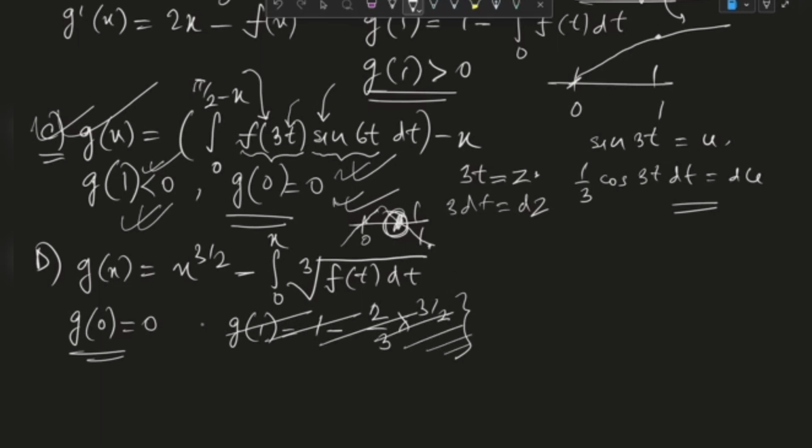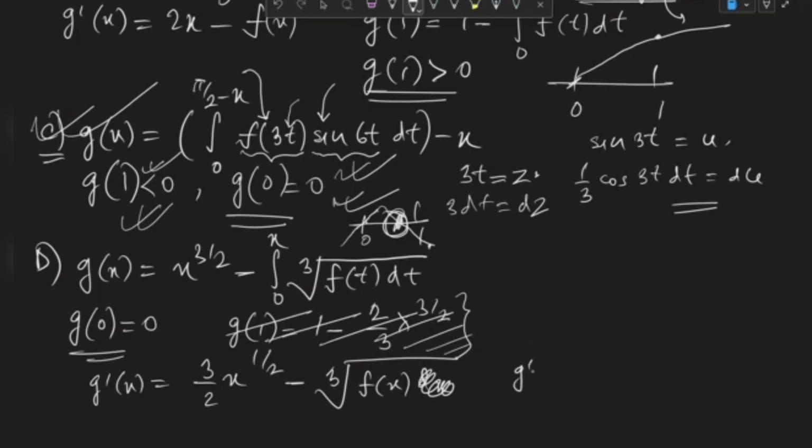We will make it complicated. Just differentiate this equation, g dash x. You will get 3 by 2 x power of 3 by 2 minus 1, which is half, and this is minus cube root of f of x. Or rather, dx is gone, I'm sorry, no dx. This is cube root of f of x.